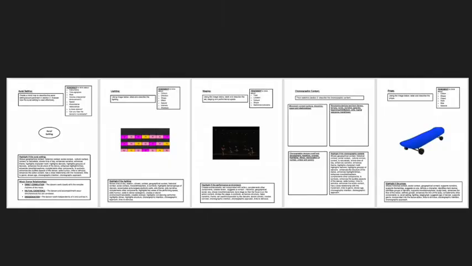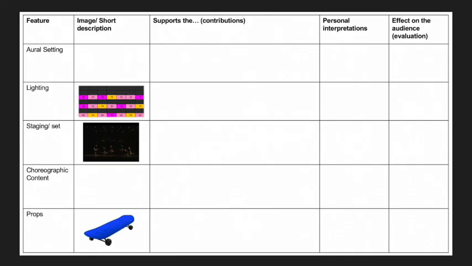Well done for today's work. We have looked at the aural setting, the lighting, the staging, the choreographic content and the props of section 2 from Linha Curva. For your homework, you now need to download and complete the homework table.